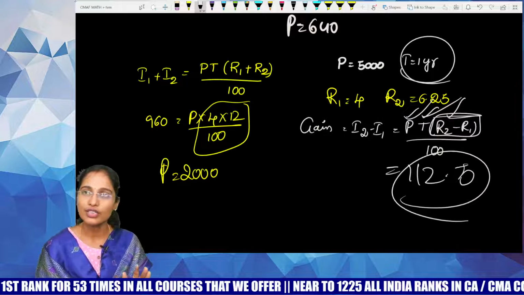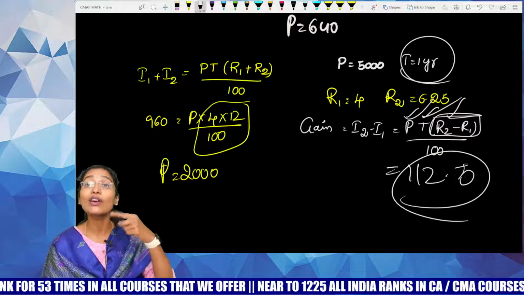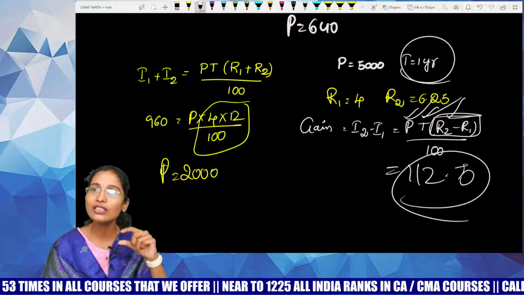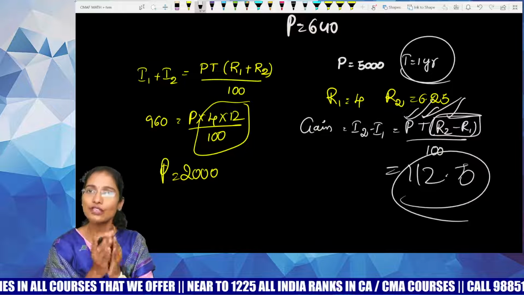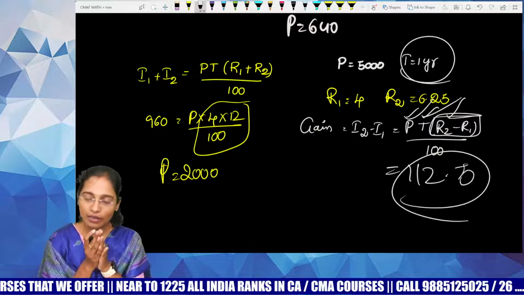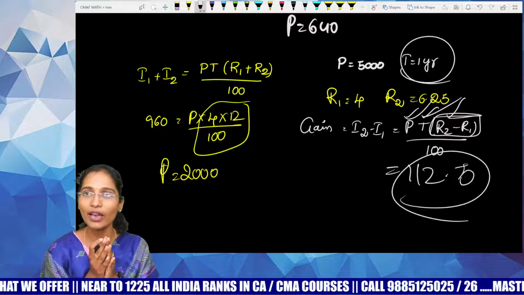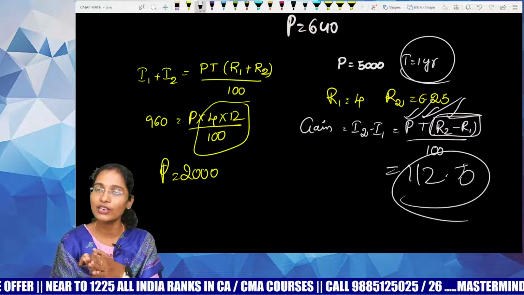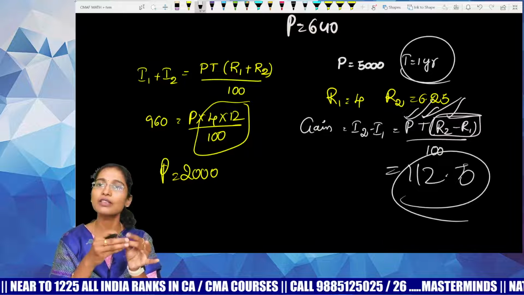So don't do all those things. Whoever is varying: if it is about difference of interest, calculate the difference of them. If it is sum of interest, calculate the sum of them. Suppose in my question my rate of interest is varying and I need to calculate the sum of interest: P, T, (R1 plus R2) by 100.